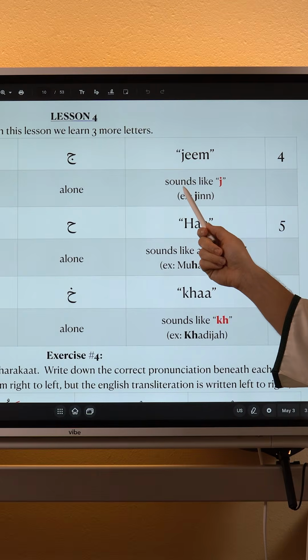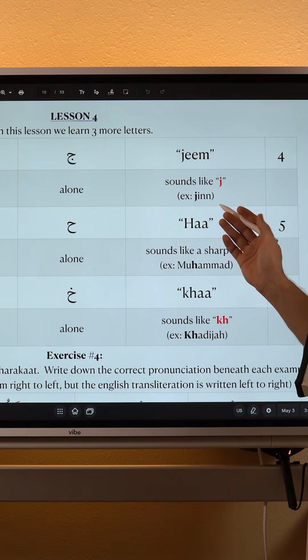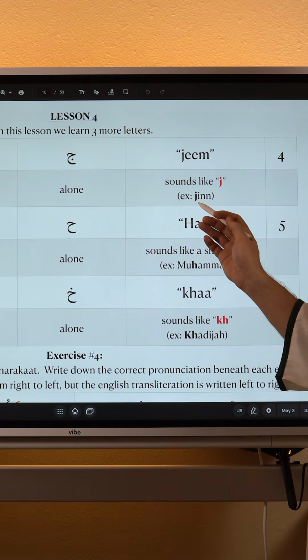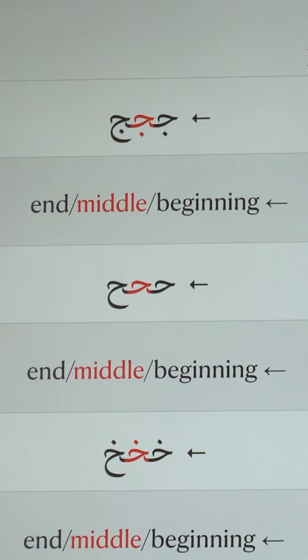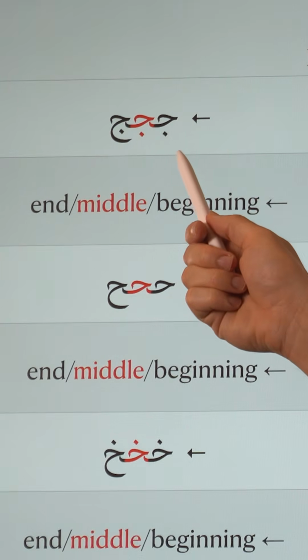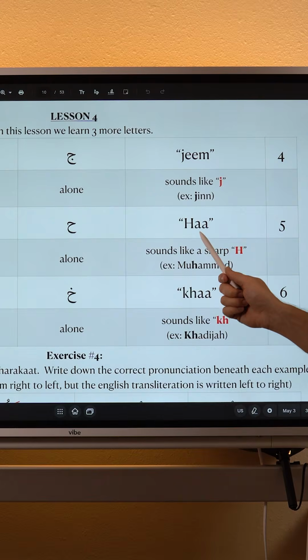The letter Jim, it sounds similar to the English J. And an Arabic word that begins with the letter Jim is jinn. Firstly, this is how the Jim looks alone, and then this is how the Jim looks in the beginning, middle, and end of a connection. Next, we have the letter Ha.